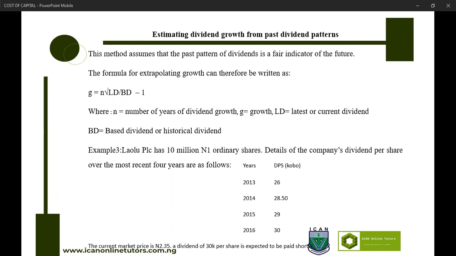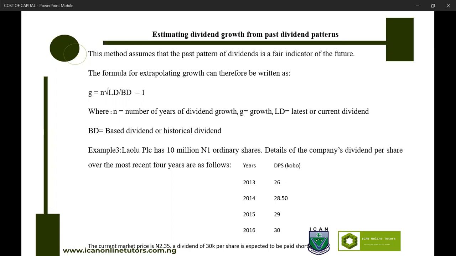G represents the growth rate, where N represents the number of years of dividend growth. LD represents the latest dividend, or what is otherwise known as the current dividend. And we have the BD, which represents the base dividend, or what is known as the historical dividend.